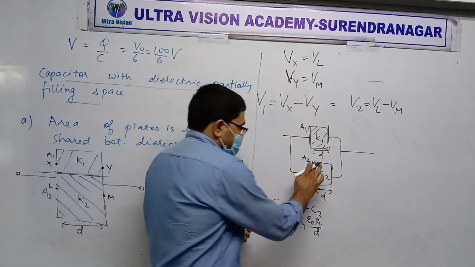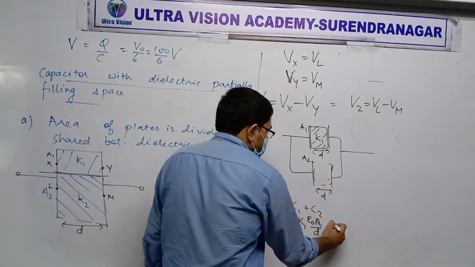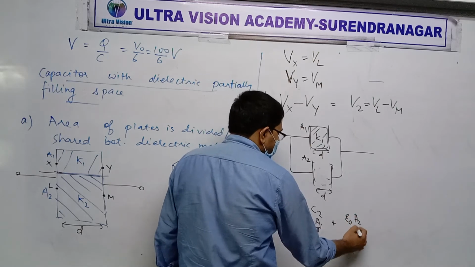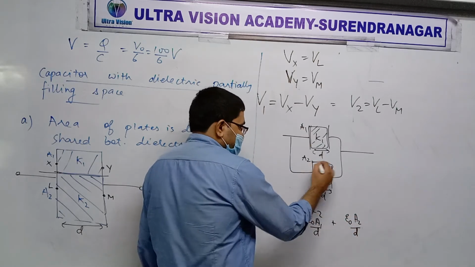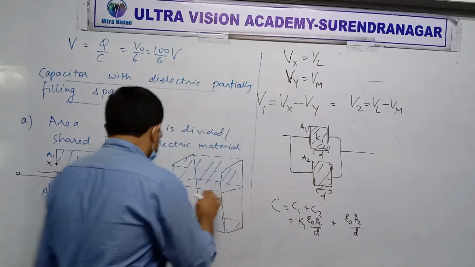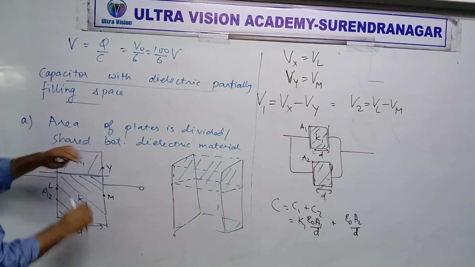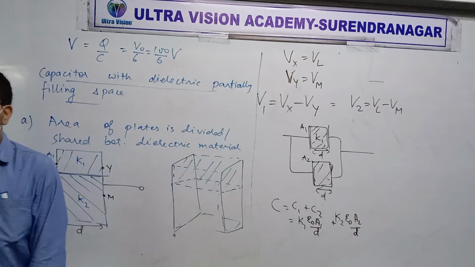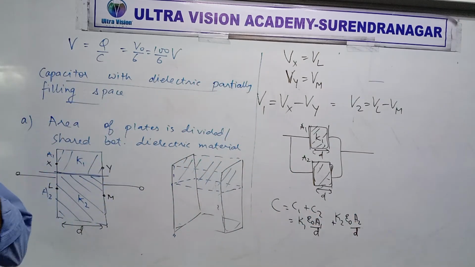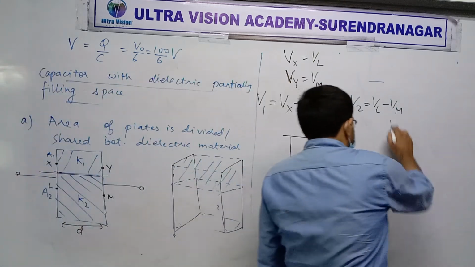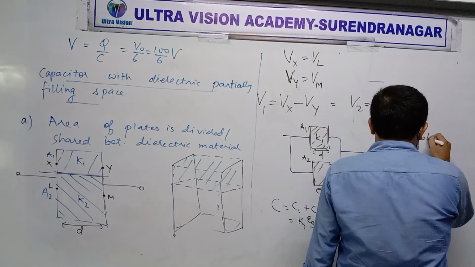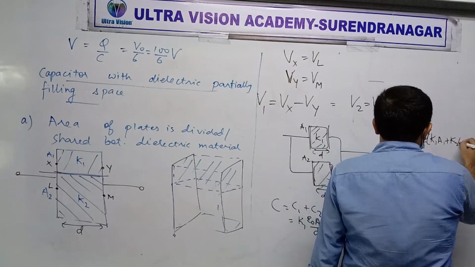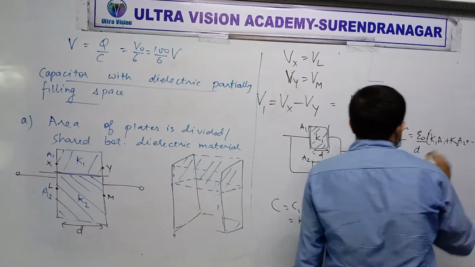Similarly, look at the second one. Suppose there were no slab, what would be the capacitance of the second? Epsilon 0 A2 by D. Yes or no? Yes. But we know that it is completely filled with the second slab, so it is multiplied by K2. Did you get that? What is common? Take it out. So C is equal to epsilon 0 by D times K1 A1 plus K2 A2. If there are more, you can just keep adding. Easy.